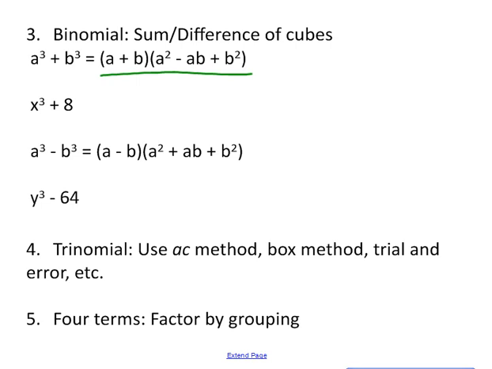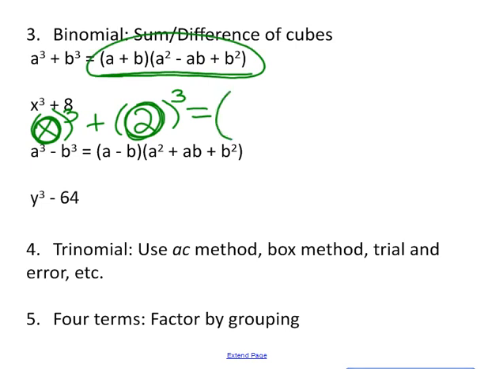First thing you have to do is figure out what you have to cube to get x cubed. You had to cube the x. And you have to figure out what you had to cube to get the 8. Well, 2 times 2 times 2 is 8, or 2 cubed is 8. So my a in this case is x, and my b is 2. You're going to take your x and your 2, and plug them into this formula right here.